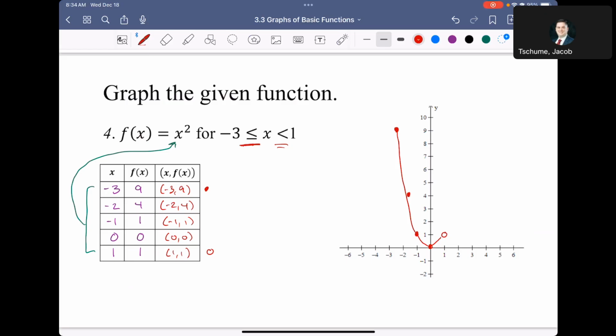So this is just the first half of section 3.3, just kind of going over some basic graphs that maybe you aren't as familiar with. In the second half of this video, we're going to move into an idea called piecewise functions. Those are a little bit trickier, so I'm going to put those in a separate video.